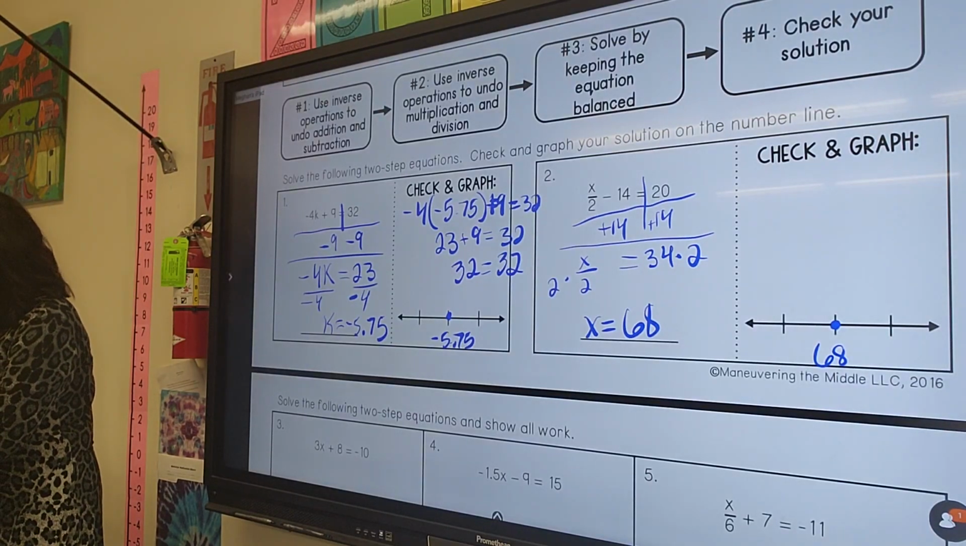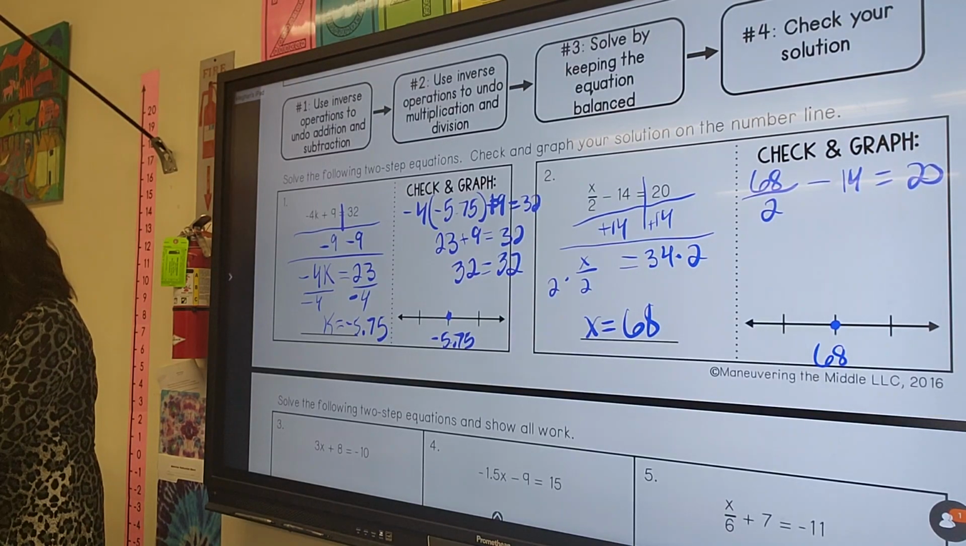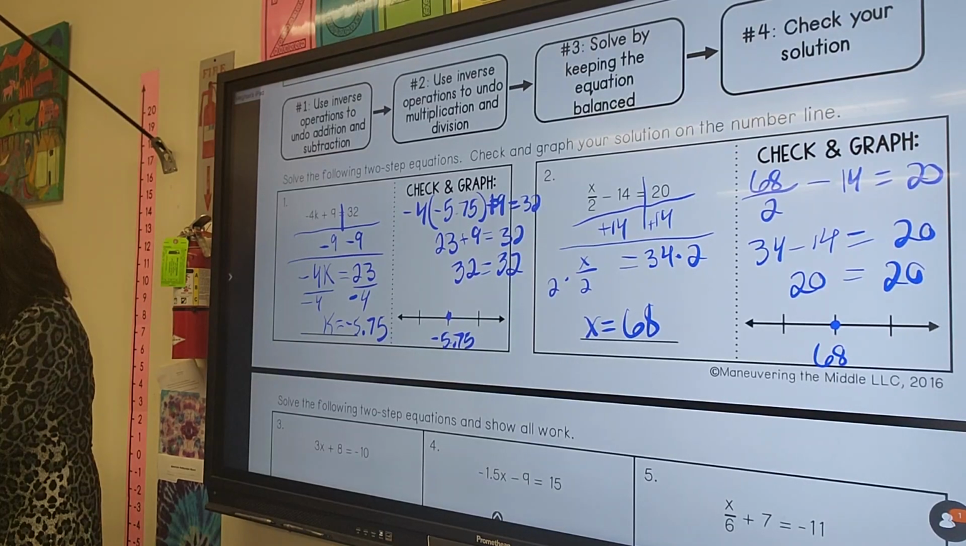So to check it, you would plug 68 in for x. 68 divided by 2 minus 14 equals 20. And 68 divided by 2 is 34, minus 14 equals 20. 34 minus 14 does equal 20, so we know that is correct.